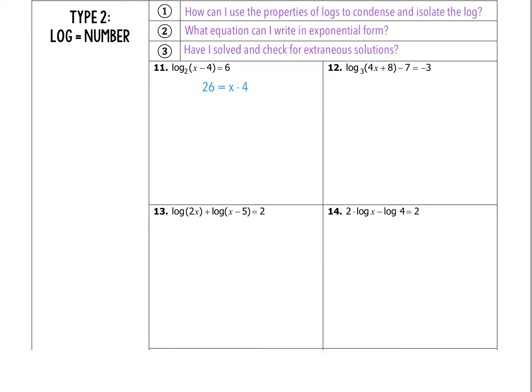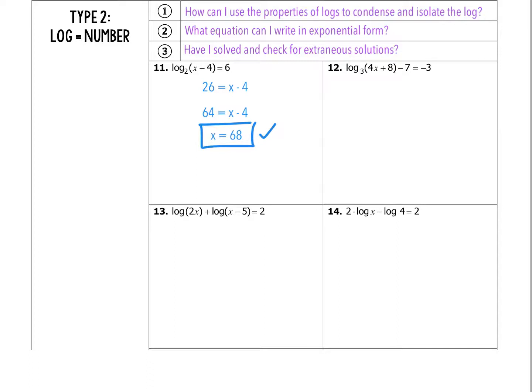So the equation I have is 64 equals x minus 4, and then I'm simply going to add 4 to this side, and I have x equals 68. And then I always want to make sure that that's a value that x can be. So when I plug 68 back in, 68 minus 4 is a positive number. So we are good to go.